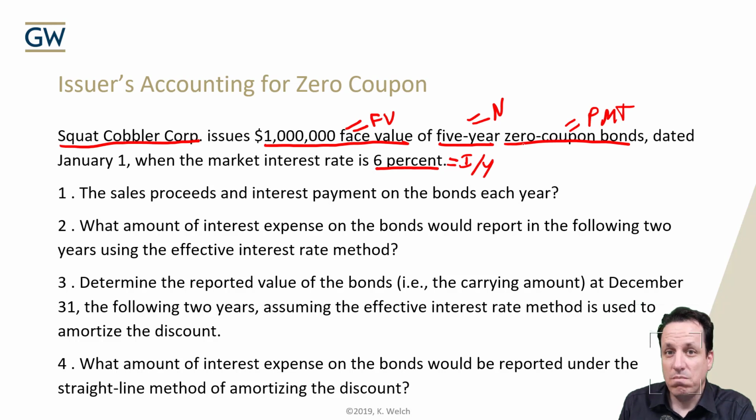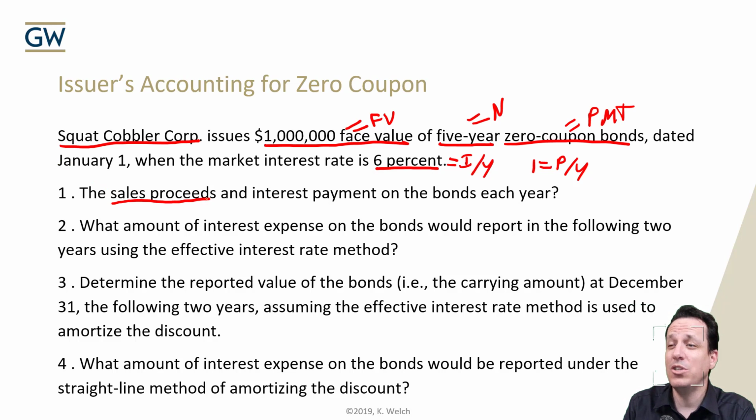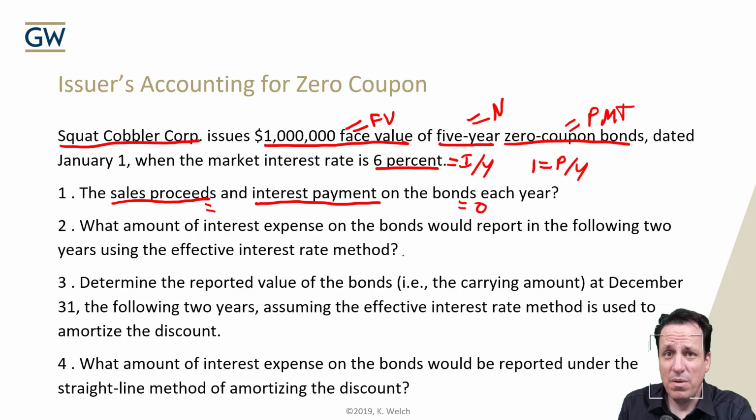So that's the interest rate, I over Y. And so this is a good chunk of our calculation. The last thing we need to do is let the calculator know how many periods are in a year. Periods per year is one period per year. And we have enough to actually figure out what the sales proceeds are. Well, guess what? That's the first question. What are the sales proceeds? What's the interest payment on the bonds? Well, it's a zero coupon bond, so we know the interest payment's zero. We need to find out what the sales proceeds are. It's always going to be issued at a discount, so we know it's going to be less than $1 million.